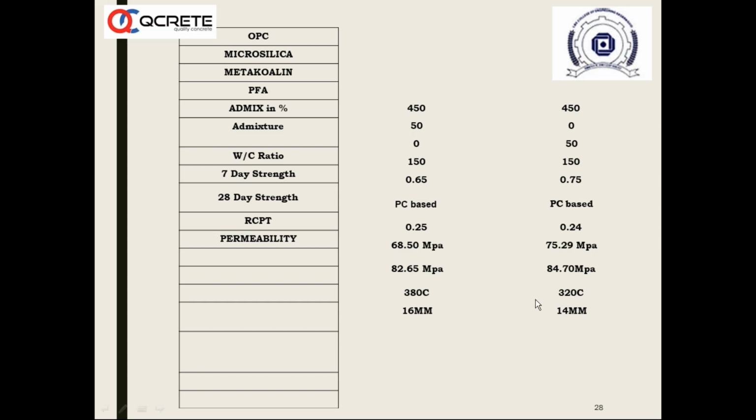So it is about 16 mm to 14 mm depth of permeability, and the RCPT value. RCPT value here is defined by columns. The RCPT value is the rapid chloride permeability test. When you are testing tubes or cylinders as per ASTM C1202, how much chloride has penetrated into the body of concrete is defined by the RCPT value. When the Coulomb's value, 380 or 320, is lower than 500, the concrete is said to be excellent.